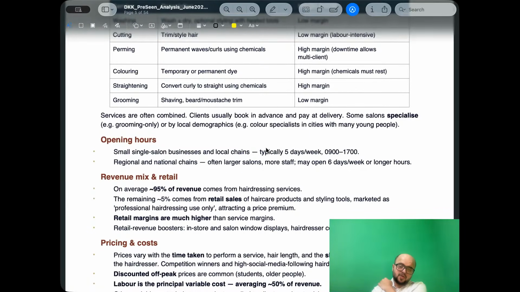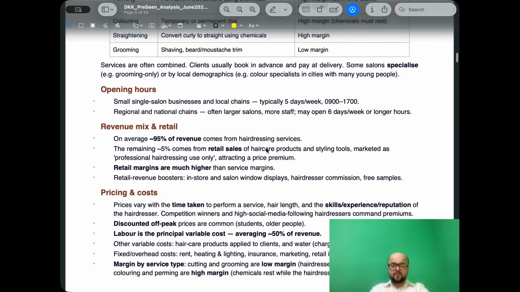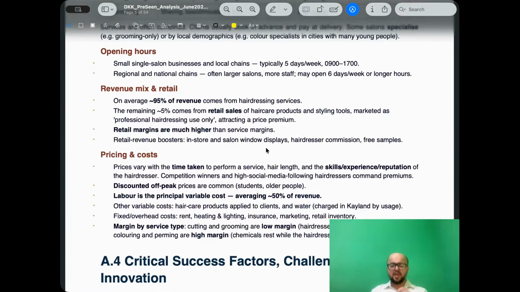Retail revenue boosters: in-store and salon window displays, hairdressers' commission, free samples. So the labor-intensive part, where a hairdresser has to be physically present to fix your hair or to cut it or style or whatever, selling products is much cheaper. And why would I say that? Because you don't have to make an active effort to sell that product. Let's say there is some shaving cream that is being used, or some hair product. If they are using it in front of you, you might want to buy that, because you have a good experience with it. Correct. So those are less effort but high revenue products.